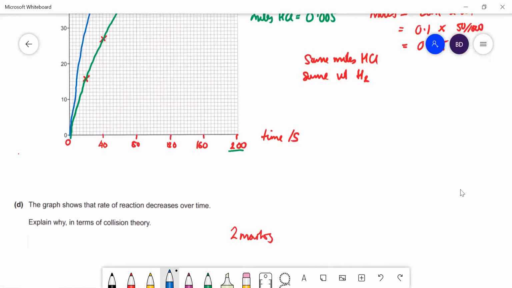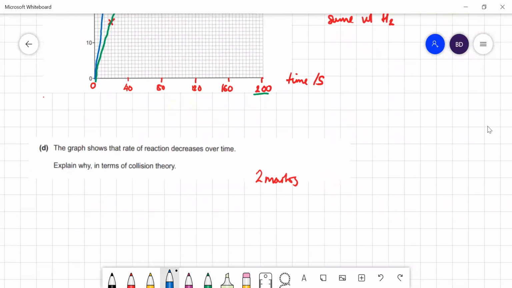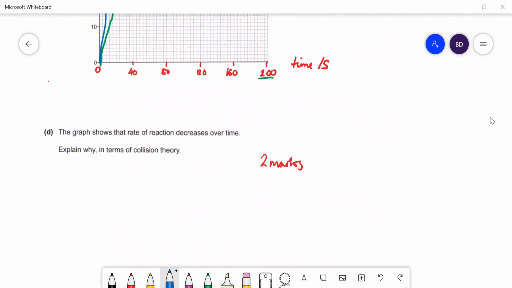The graph shows the rate of reaction decreases over time. Explain why in terms of collision theory. So what we're going to say, first of all, is that the concentration of the acid will fall.